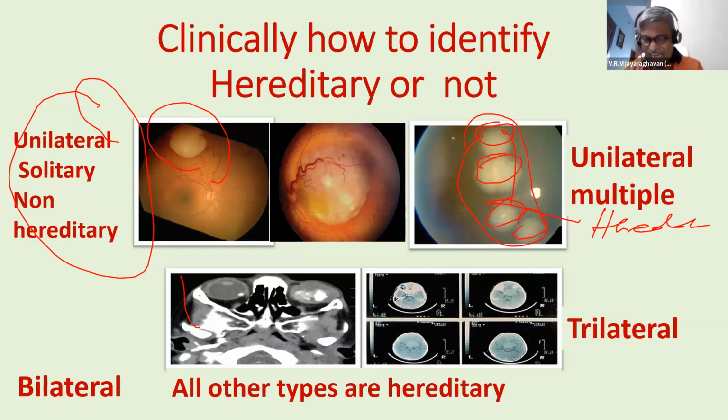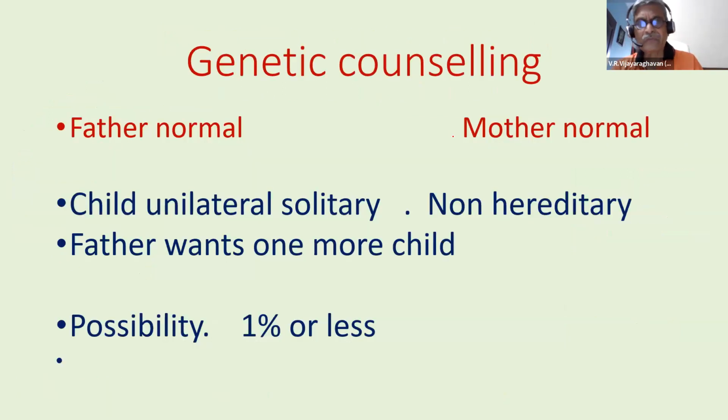The chance of transmission is about 45%. If a non-hereditary pattern is there, the chance of transmitting it to that patient's children is less. This is genetic counseling. Before that, you should know whether it's a hereditary or non-hereditary pattern. Then only can you advise the patient. Now, I'll tell you one example. Genetic counseling.